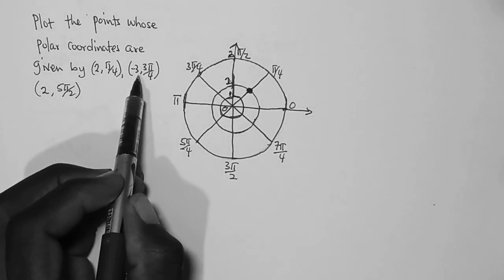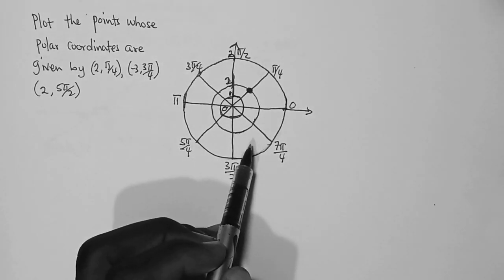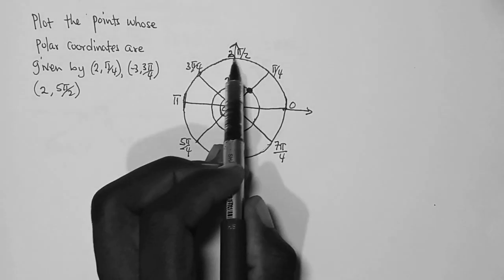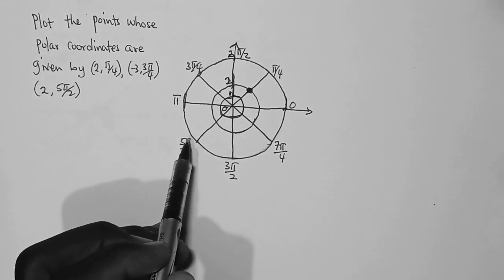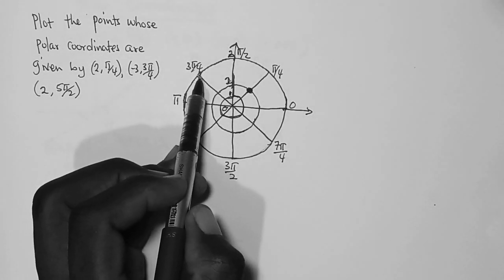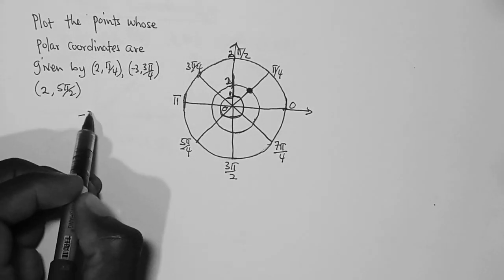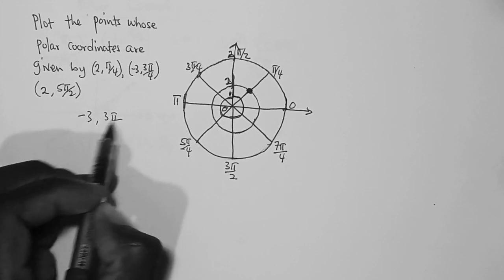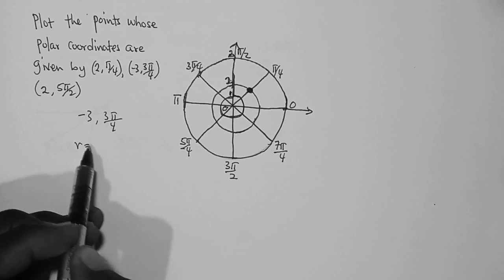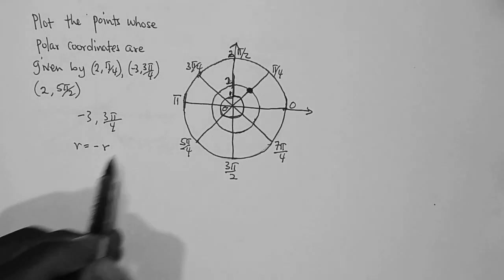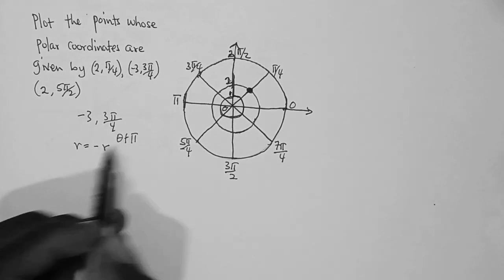And then the second one is (-3, 3 pi on 4). You see that the outer one is 3. And which side is 3 pi on 4? This is 3 pi on 4. But since it says minus 3, we have minus 3 and then 3 pi on 4. Anytime you see r equals minus r, you can plot it by adding pi to theta. So it becomes theta plus pi.